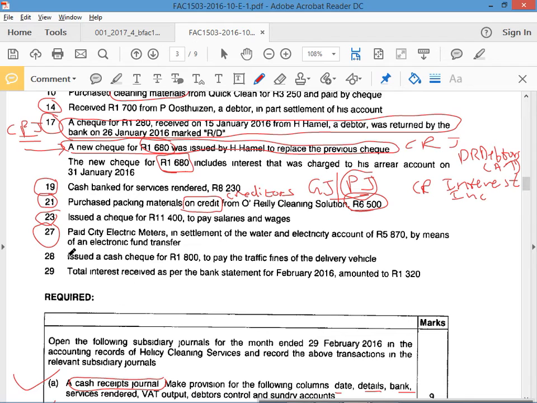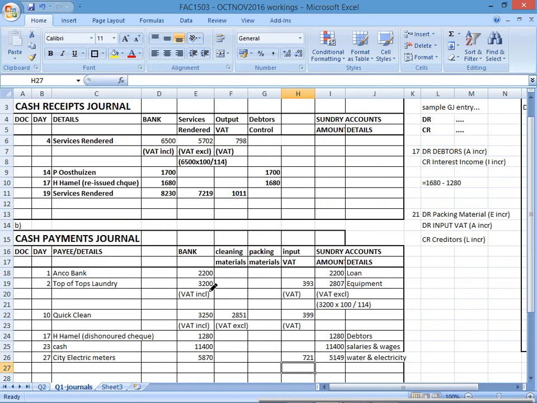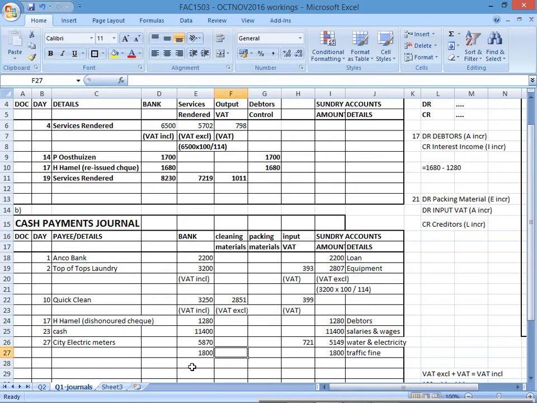Next. 28. Issued a cash check to pay traffic fines for delivery vehicles. Right, will you have VAT on a traffic fine? No, you won't. The fine is the fine, there's no VAT. Issued a check, cash receipts or payment. Payment. This was for a delivery vehicle, but this was the traffic fine actually, so 1,800. No VAT. You can write it as cash check, and this was for 28. Okay. Make sense? Last one.